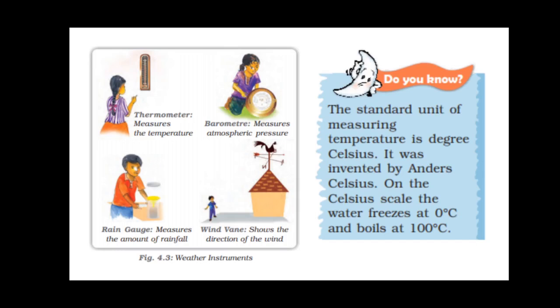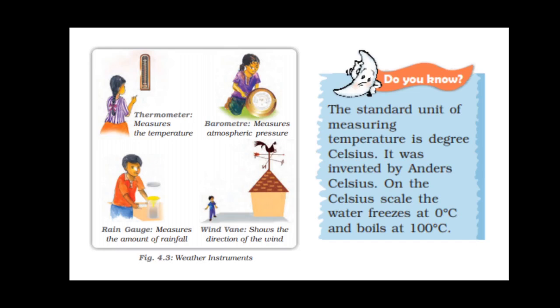You may be wondering what the meaning of atmospheric pressure is. Soon we are going to discuss this, children. So the barometer is helpful for measuring atmospheric pressure. Now the next one, the rain gauge. This is the instrument which is helpful to measure the amount of rainfall we get. For example, if it rained today, how much rainfall we received can be measured through the rain gauge.